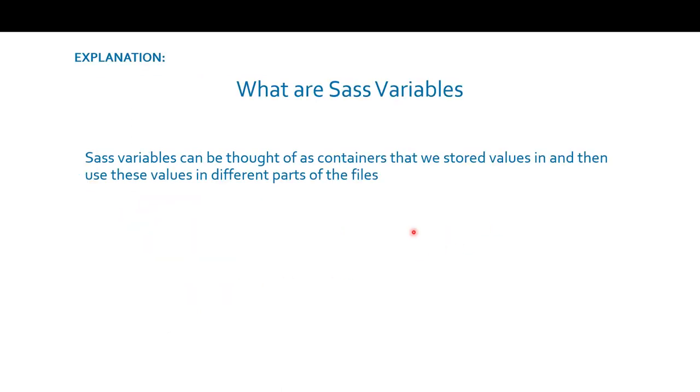So let's dive in. What are Sass variables? Like other programming languages, Sass makes use of variables, and essentially variables can be thought of as containers that we can use to store values in, and then make use of these values in other parts of the file. That's basically what Sass variables are. We use Sass variables to store values, and then we use the variable to access those values in other parts of our file.